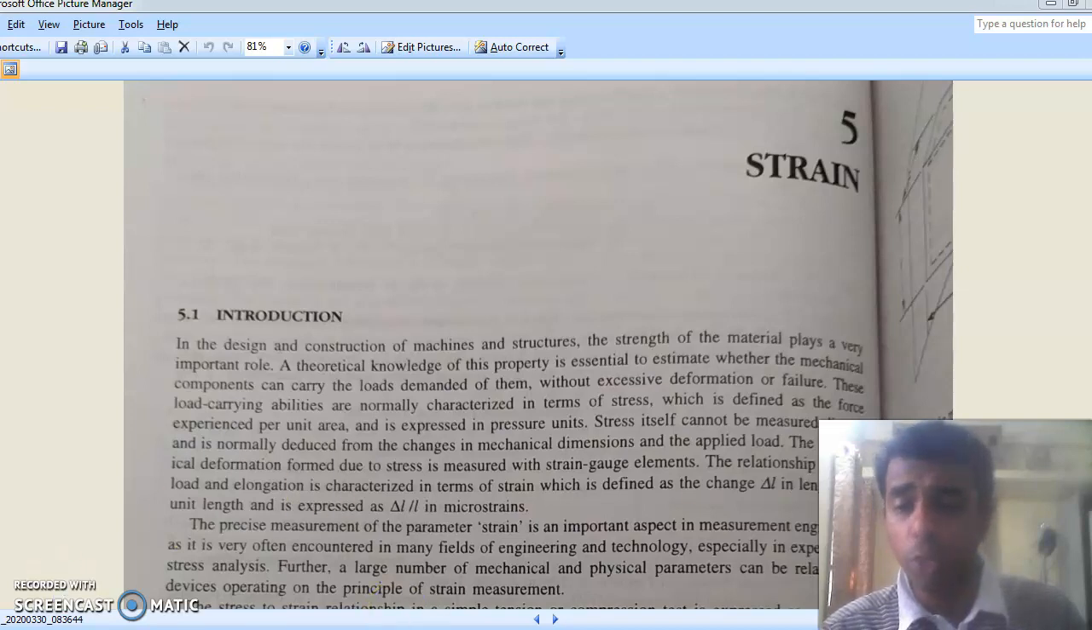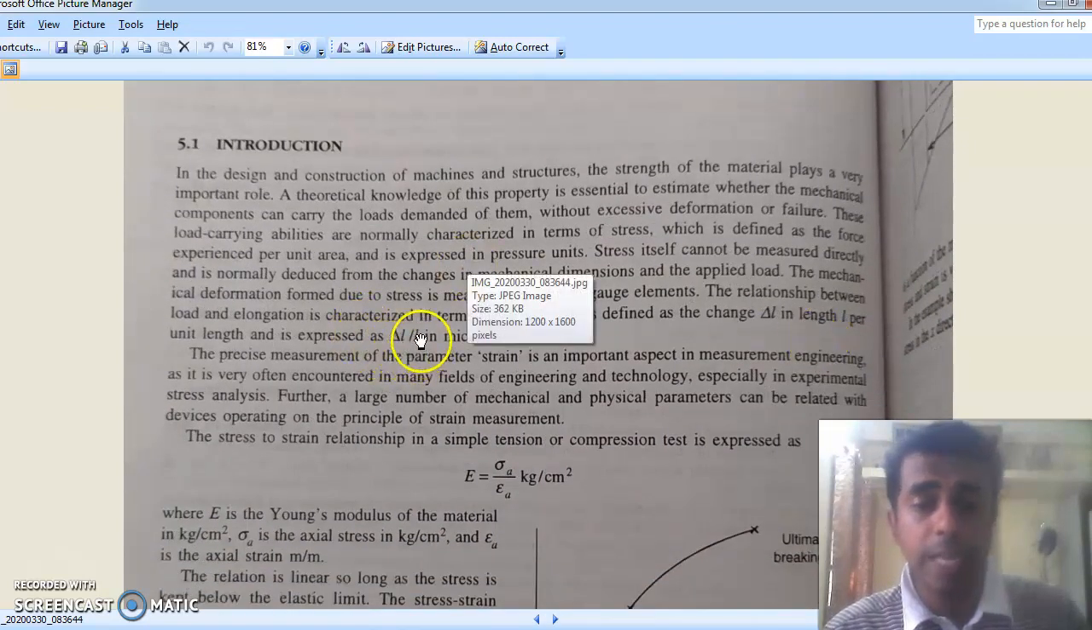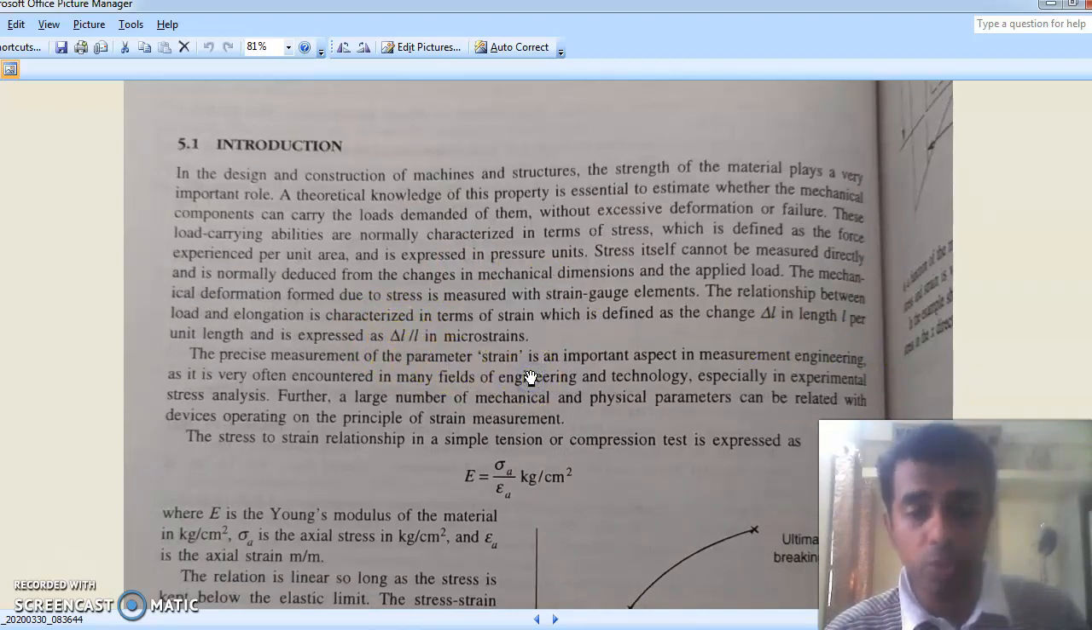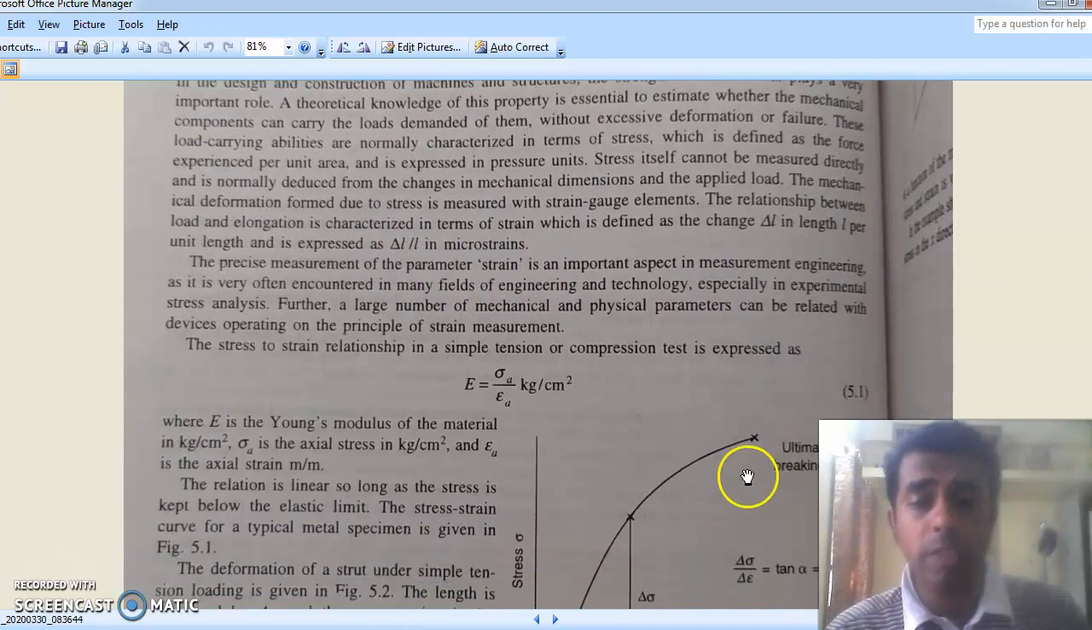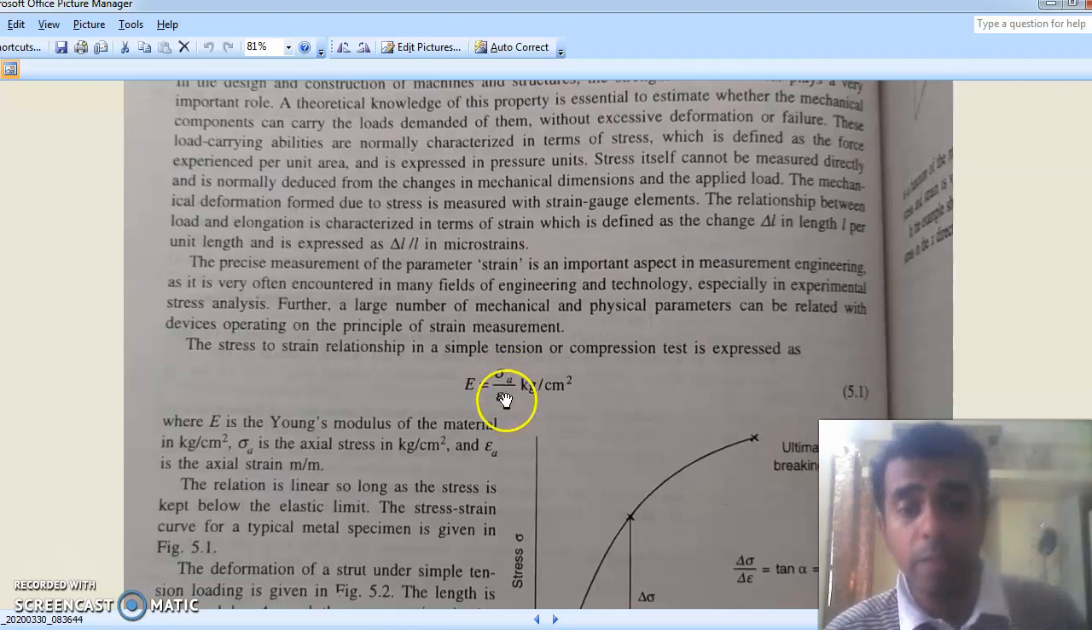For example, we usually find longitudinal strain, that is nothing but delta L by L. This is my original length, and what is the change in length? So that will be in micro strains. We have seen what Young's modulus is. Young's modulus is nothing but longitudinal stress by longitudinal strain, sigma A by eta A. The unit is kilogram per centimeter square, because strain doesn't have any unit. So whatever the unit of stress is, that is kilogram per centimeter square. So this is very important.